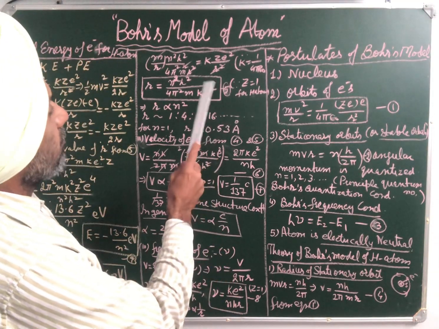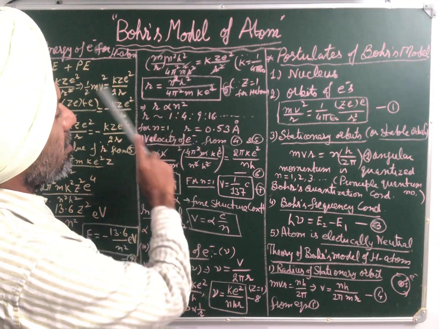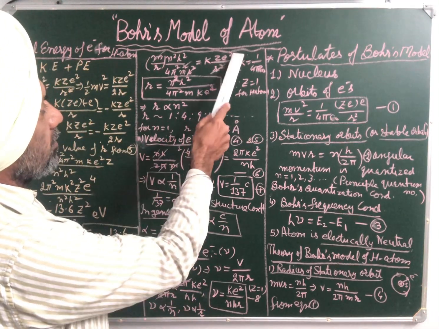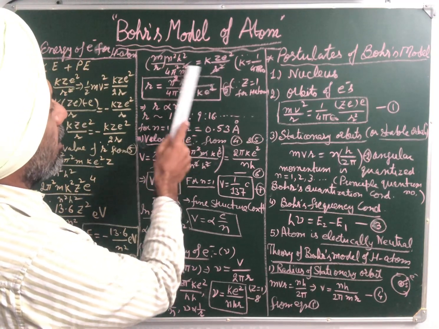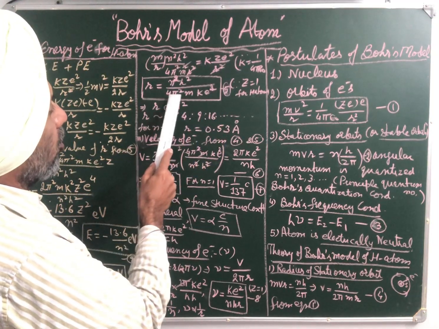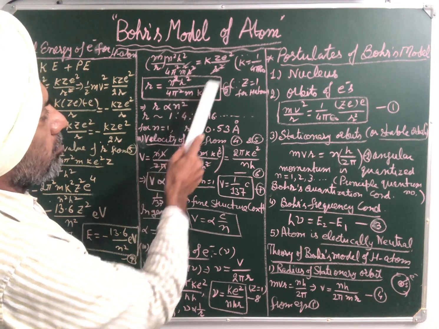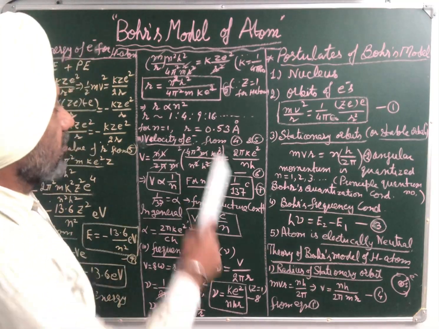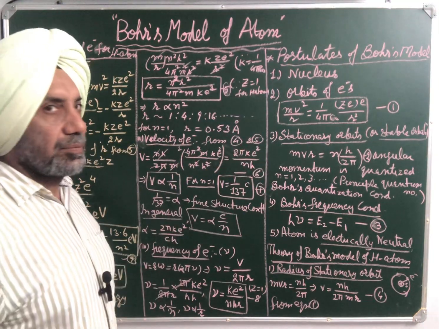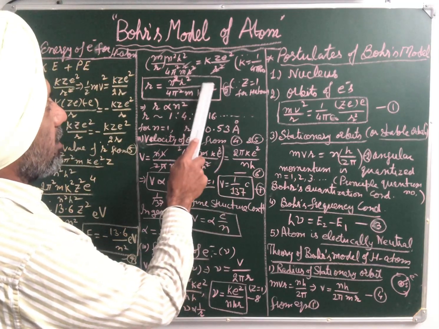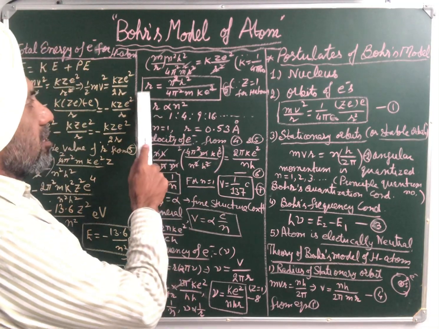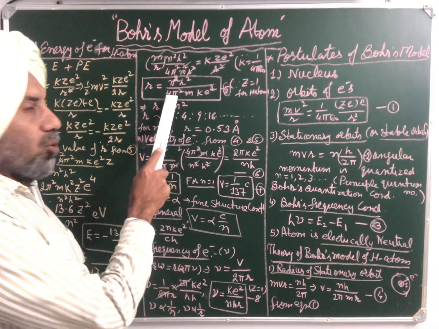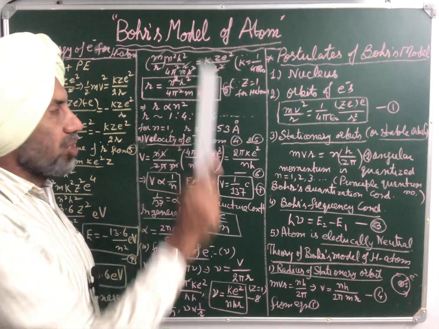And we simplify it: one m cancels, r square cancels, so we get r = n²h²/(4π²mke²), for Z = 1. For any atom, we can take Z here also. So r = n²h²/(4π²mkZe²).